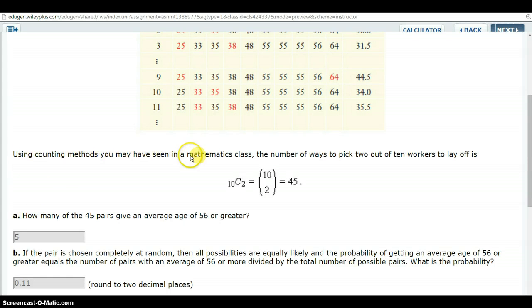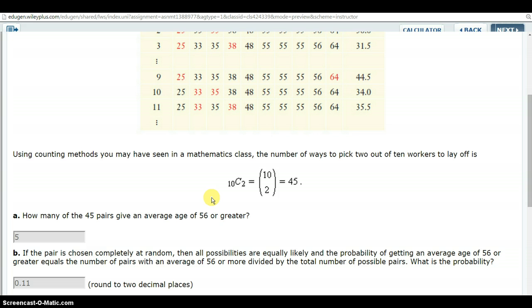Using counting methods you may have seen in a mathematics class, the number of ways to pick 2 out of 10 workers to lay off is, and then we just have some symbols. Now this is an important part. You may not have seen this, or you may not remember. This is called a combination, but if you're rusty on it or have never come across it, you might wonder how do you handle this situation because you have no idea what's going on.